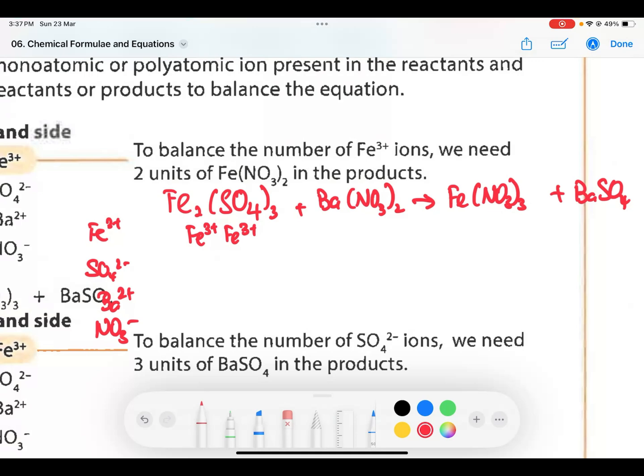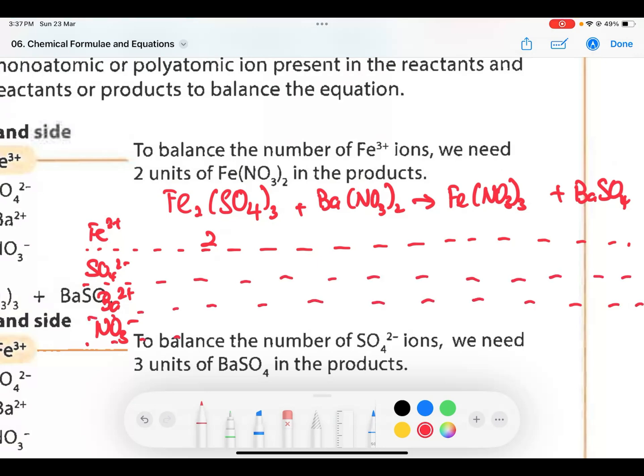To simplify things, I'm just going to write 2 over here, because I know this row belongs to my Fe3+, this row belongs to my SO4 2-. I'm going to write this dot dot dot just to show you the row. So this one contains 2 Fe3+, 3 SO4 2-. Fe2(SO4)3 doesn't have barium 2+ or NO3-. Barium nitrate contains 1 barium and 2 nitrate. So this will be for my reactants that I've drawn the green line over here.